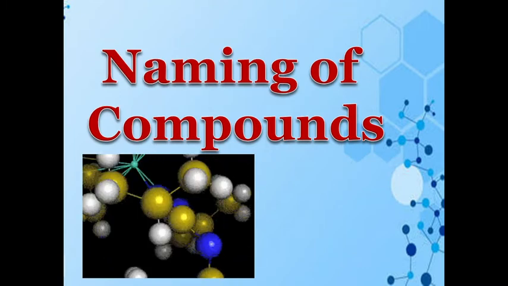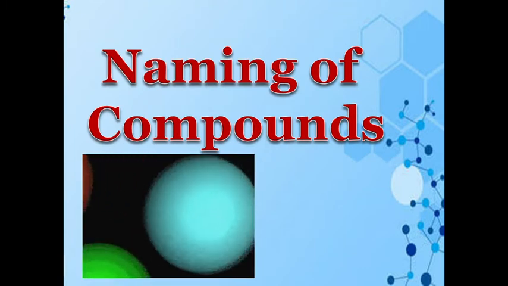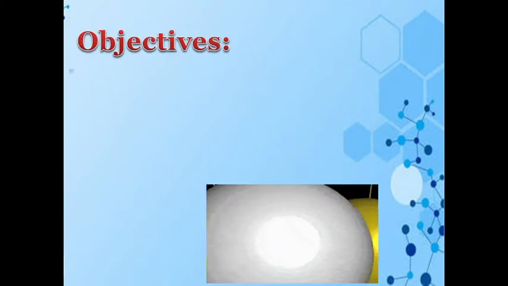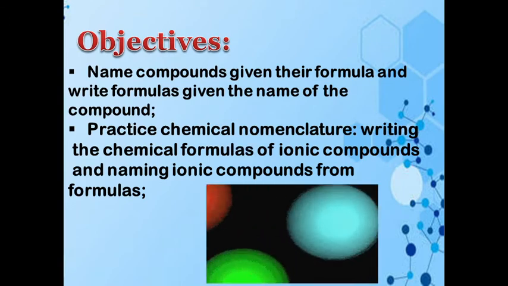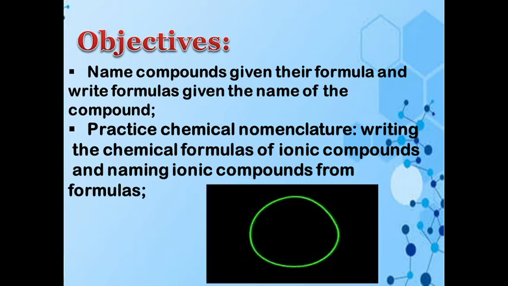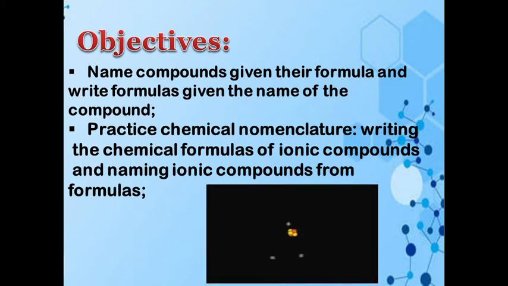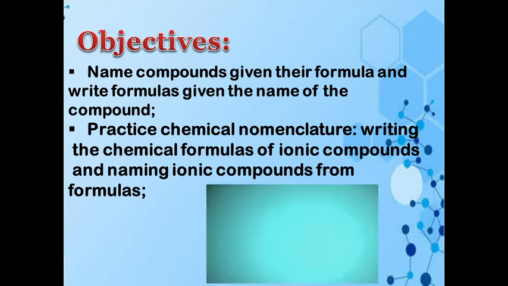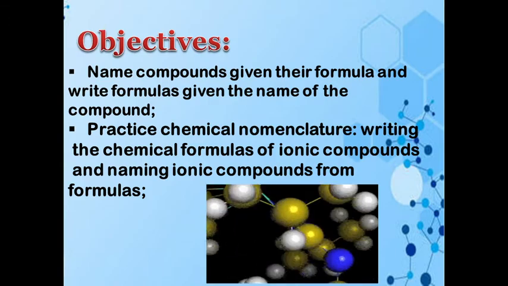Our topic for today is all about the naming of compounds. But before that, let us first read our objectives for today. Number 1, name compounds given their formula and write formulas given the name of the compound. Number 2, practice chemical nomenclature, writing the chemical formulas of ionic compounds and naming ionic compounds from the formulas.